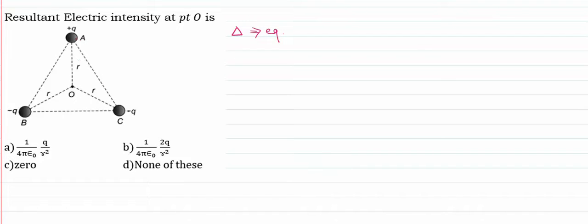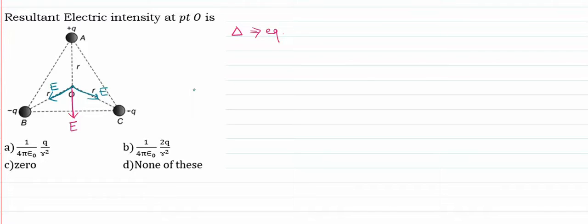Now first, if I take the intensity due to the charge at point A, it is positive, so the intensity will be acting away from positive. So E will be in this direction. Now if I take B and C, both are negative, so the intensity due to B and C will be towards negative. And both values are the same, so it will also be equal to E.